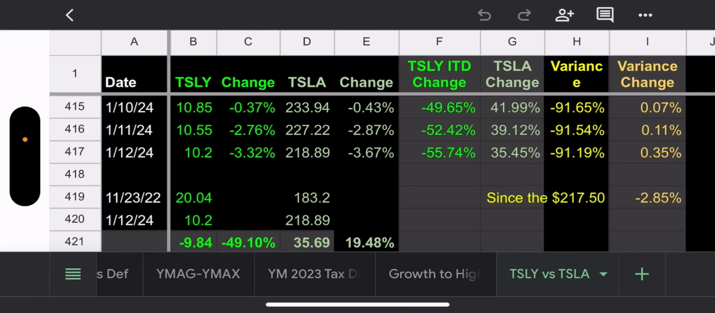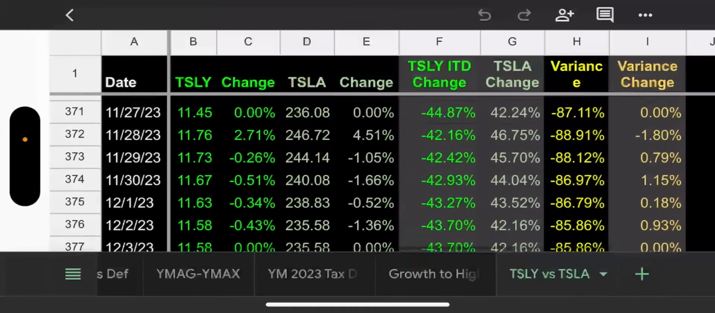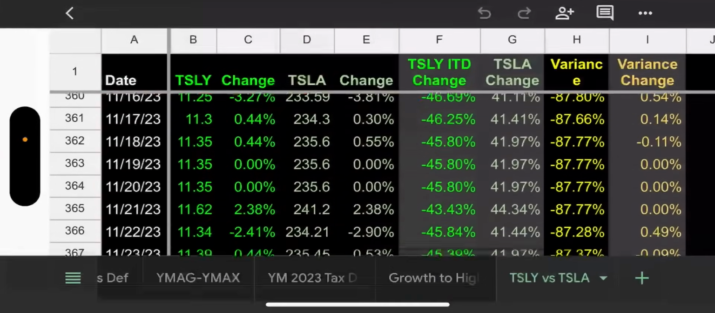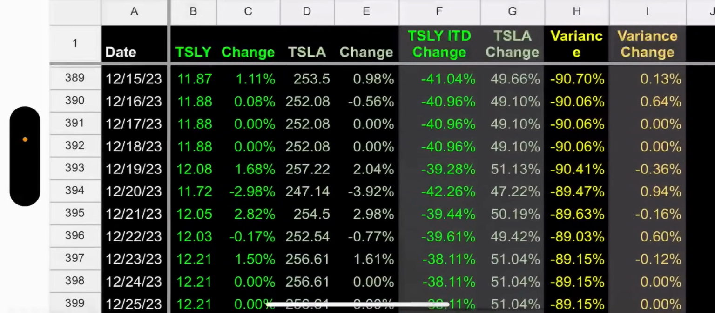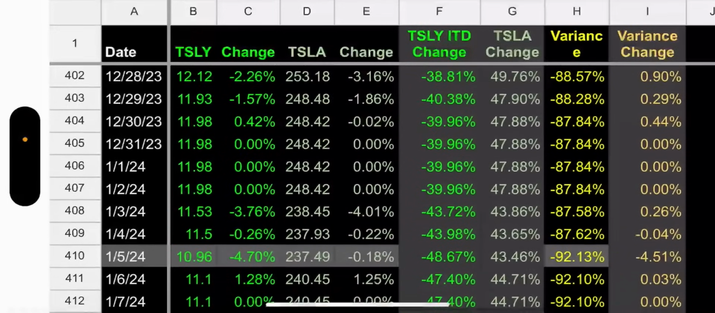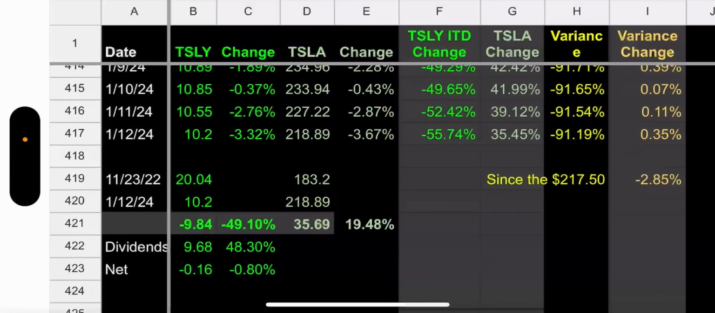But guess what? Guess what happened since the 217.50? We had 2 ex-dividend days. One, 5.27%, and another, 4.51%. So let's take out 10%. We're essentially, Tesley is beating Tesla by 7 to 8% since the 217.50. So yes, there is hope.